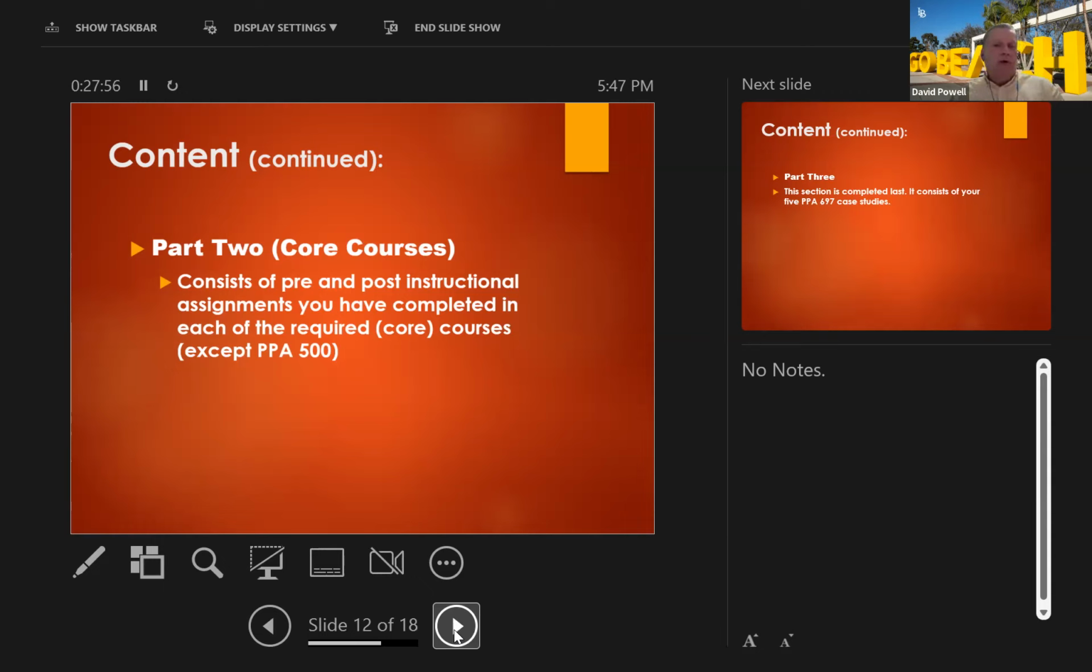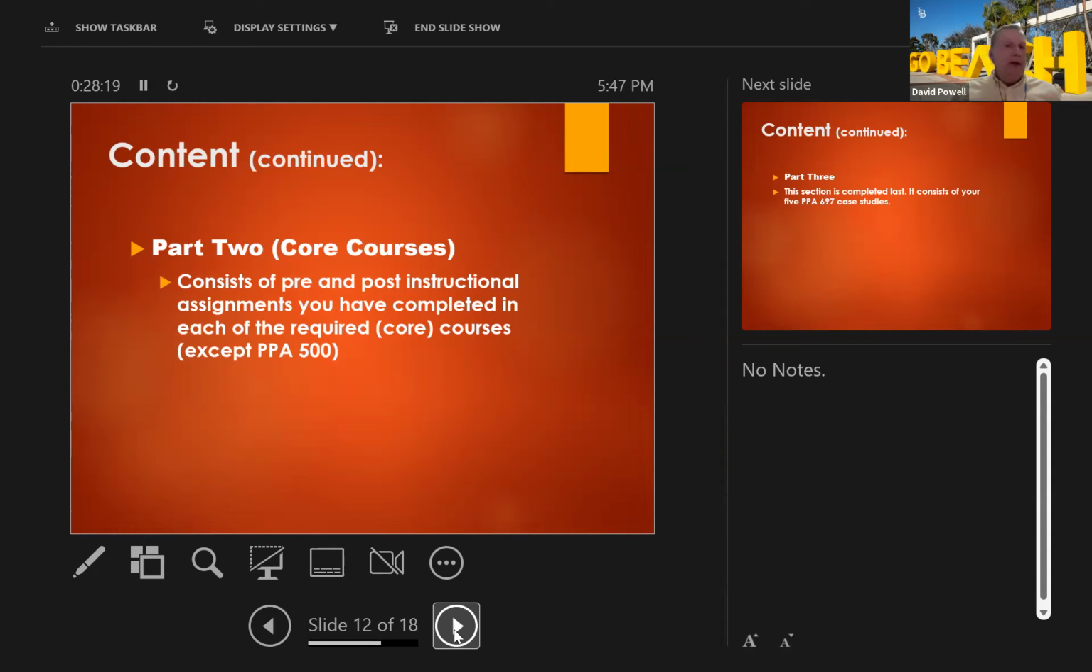Then for the post-instructional assignment, you will redo your pre-instructional. You'll answer those same 8 questions again for that same budget, but you'll be able to use all the information that you've acquired in the class. So information from the weekly sessions, information from the textbooks, everything you've gotten from the class, you will use to then answer those 8 questions.